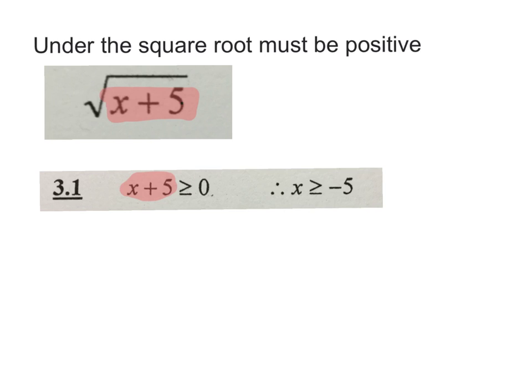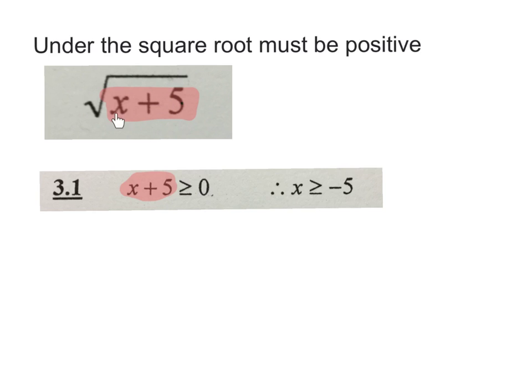So without anybody asking you, you physically write down that x plus 5, the thing from under the square root, must be bigger than or equal to 0. Then you take the 5 to the other side, you get x is bigger than or equal to minus 5. So if x is bigger than or equal to minus 5, under the square root will be positive.